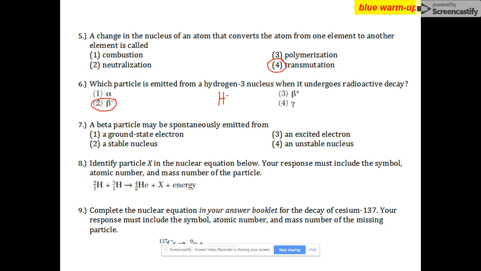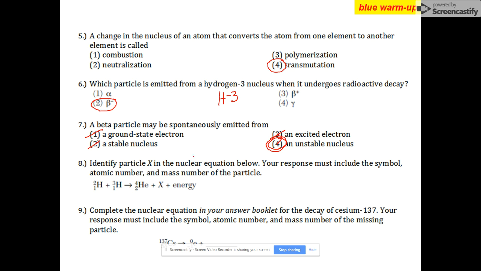That's hydrogen-3. A beta particle may be spontaneously emitted from which of these? A ground state electron? No, electrons don't emit beta particles. A stable nucleus? Well, stable nuclei don't emit particles. They're stable. An excited electron? That's just a subatomic particle. Aha! An unstable nucleus is what might emit a beta particle. That's radioactive decay. Unstable particles, unstable nuclei emit beta particles, positrons, alpha particles, etc.